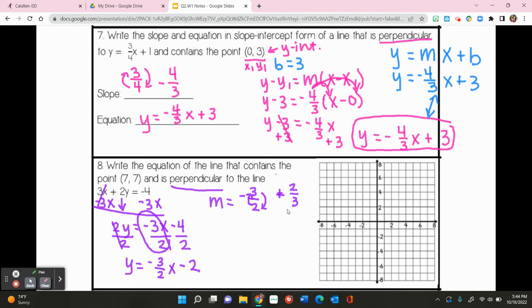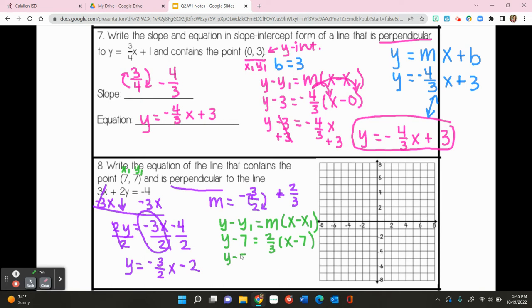So now that I know my slope, and now that I've been given a point, which is x1, y1, I'm going to plug in this information to find the equation that is perpendicular to the given equation. The only way I can do that is by using the point-slope form, which is y minus y1 equals m parentheses x minus x1. So I substitute in my information. Y minus 7 equals m, which is 2/3, parentheses x minus x1, which is also 7. Now I solve for y.